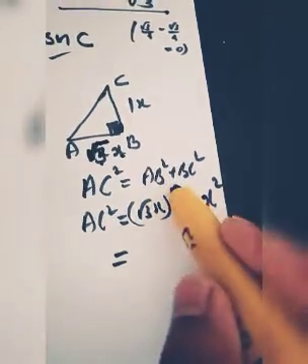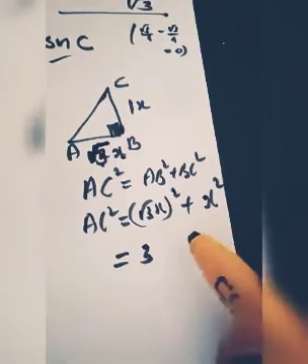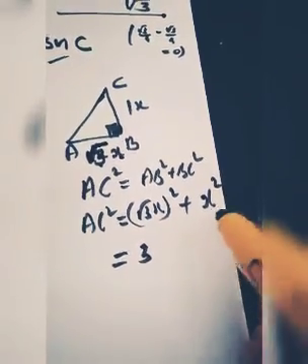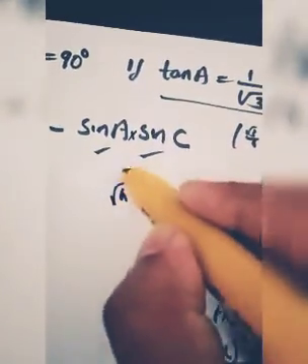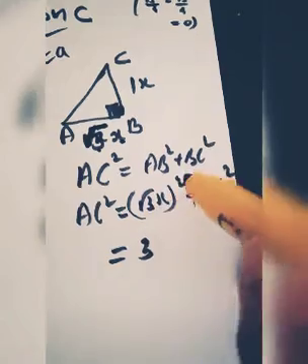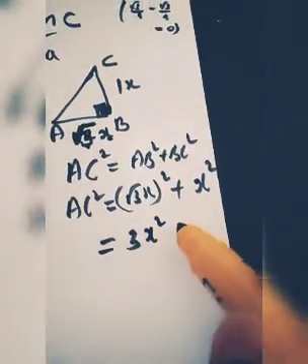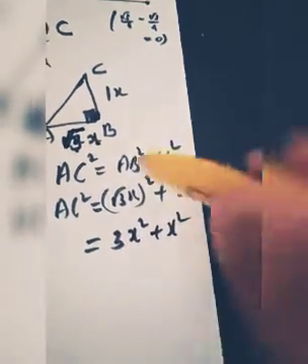What is root 3 square? Root 3 square is 3, because we know that root 2 square is 2, root 3 square is 3, root 4 square is 4, root 5 square is 5. Generally, root a square is a. Clear? So root 3 square is 3. Then x square is x square itself. Are you following me? Then plus x square as it is. Is it clear for you?